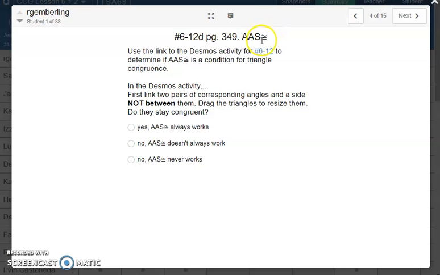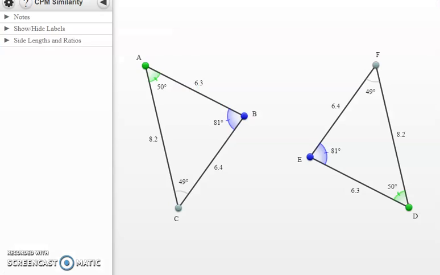We have a side. Now the side itself is not included. It's not between the two angles. So that would mean I could choose this side here, and that's the 6.4 goes to here. So we have angle, angle, side, angle, angle, side.